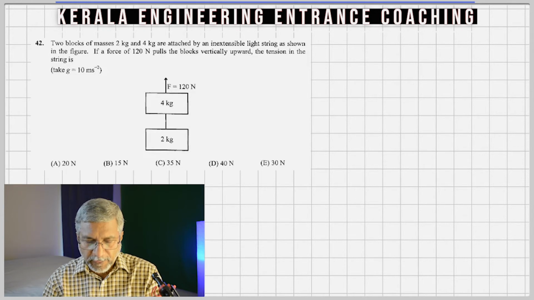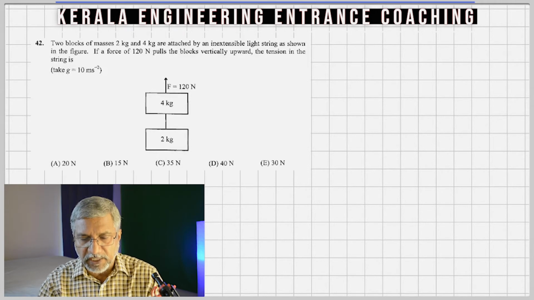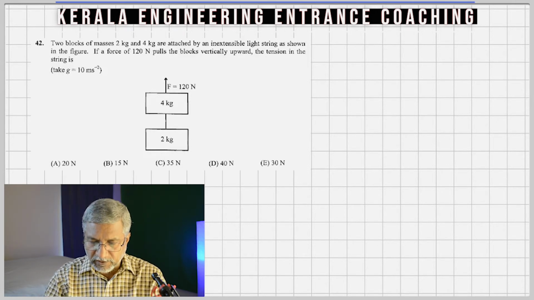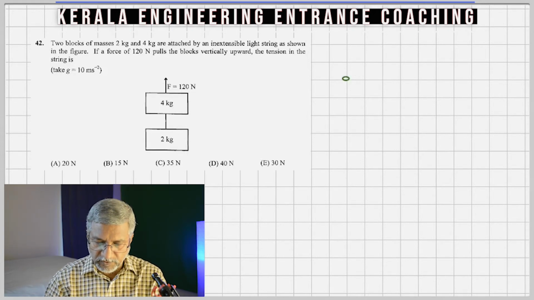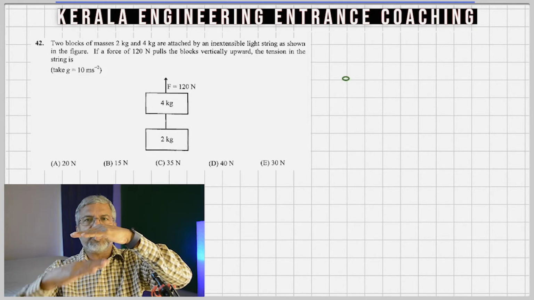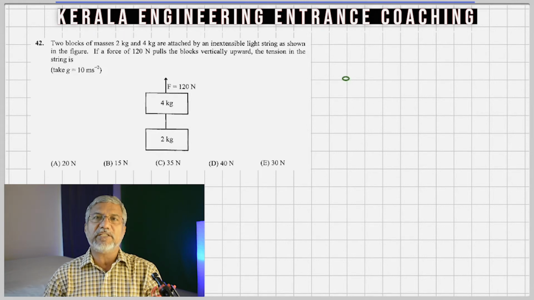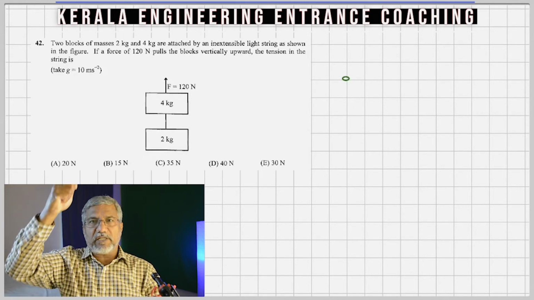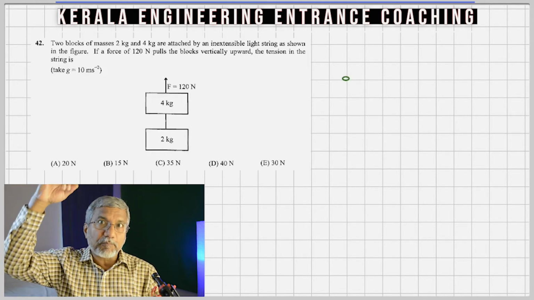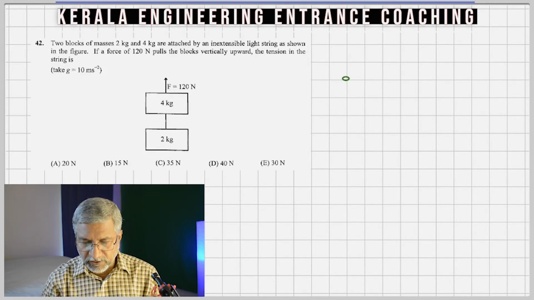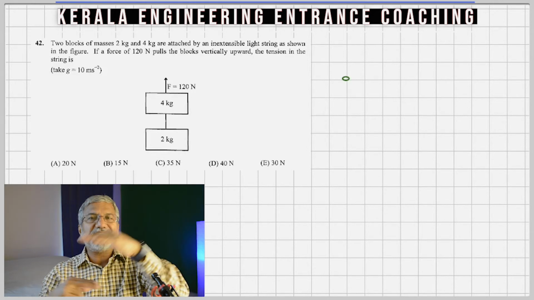42. Interesting. You have two objects tied to each other. Two objects or bodies of masses 2 kilogram and 4 kilogram are attached by an inextensible light string as shown in the figure. So you have 4 kilogram up, 2 kilogram down, tied by a string. And a force of 120 Newton pulls the blocks vertically upward. You're applying the force on the upper block, 120 Newton. We have to find the tension in the string attached between the two masses.